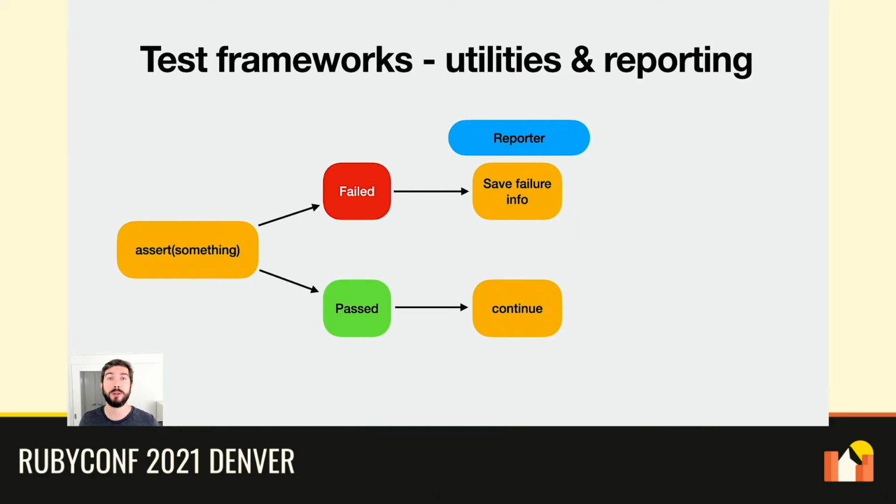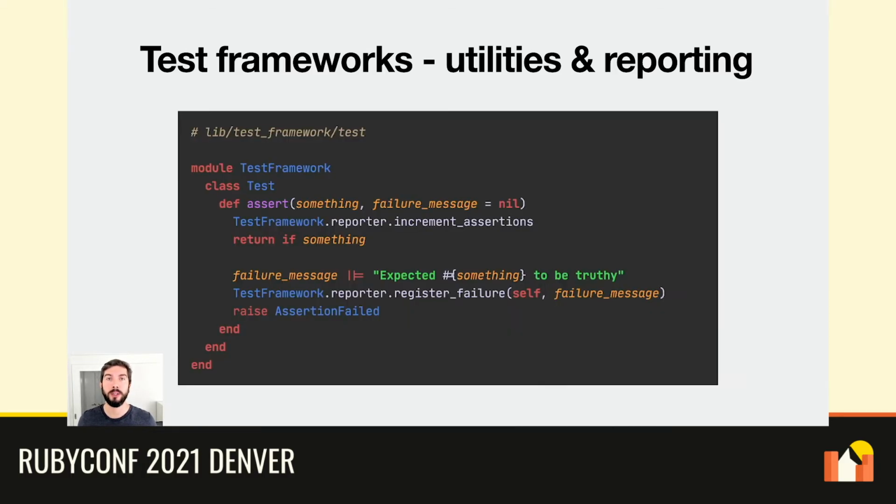After we save information about what has failed, we can then skip to the next item in the queue because we already know the entire test has failed. There's no point in continuing to execute it. We can just skip straight to the next item in the queue. It would look something like this in code. We would begin by incrementing the total number of assertions, so just some statistics. And if something is truthy, we can return early, which is when the assertion has passed.